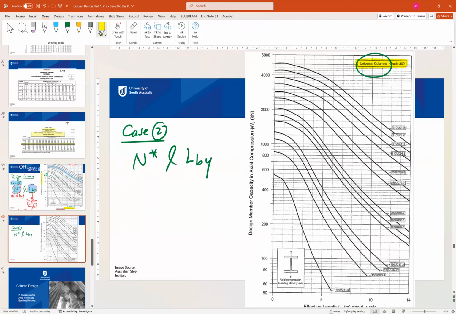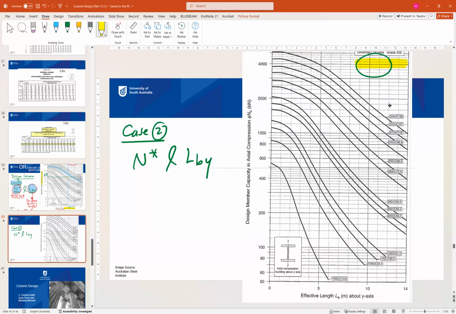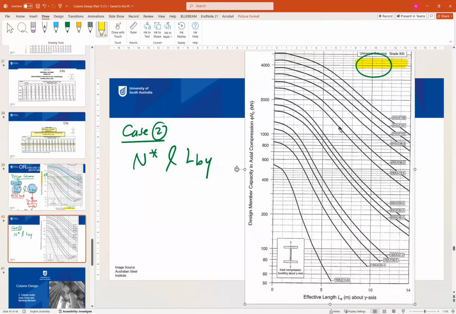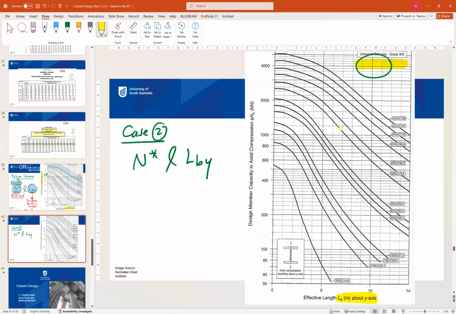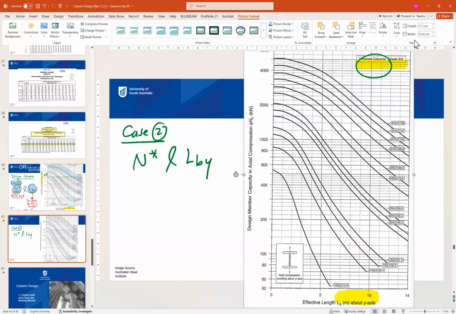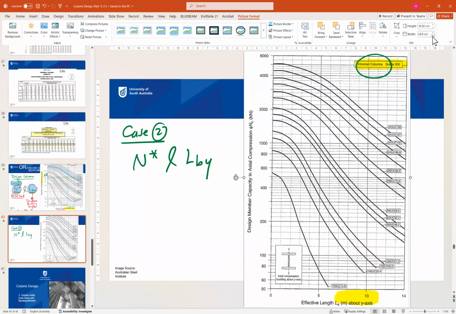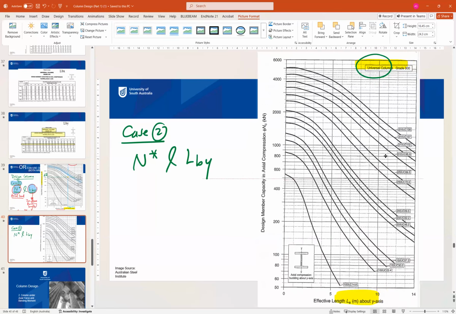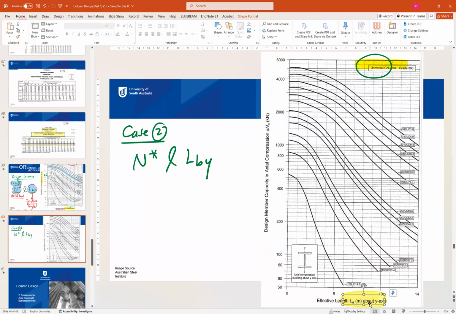Then on the horizontal axis, what you can see is L effective about the Y axis. So you can't use the Y axis for the X axis. Just be careful when you are using these two charts. One chart for Y, one chart for X. So this was similar to the previous step.